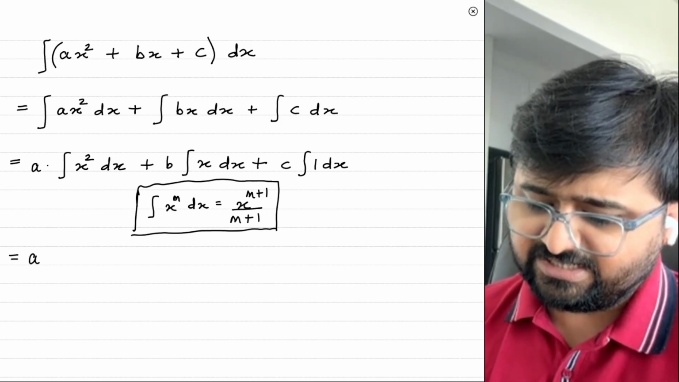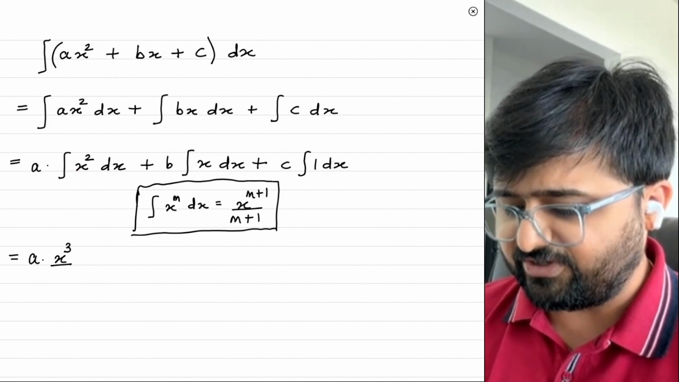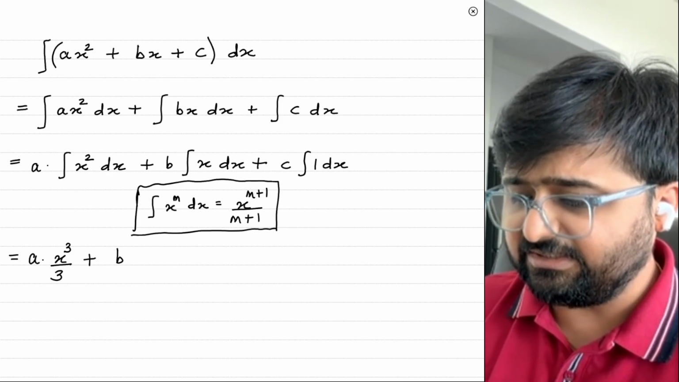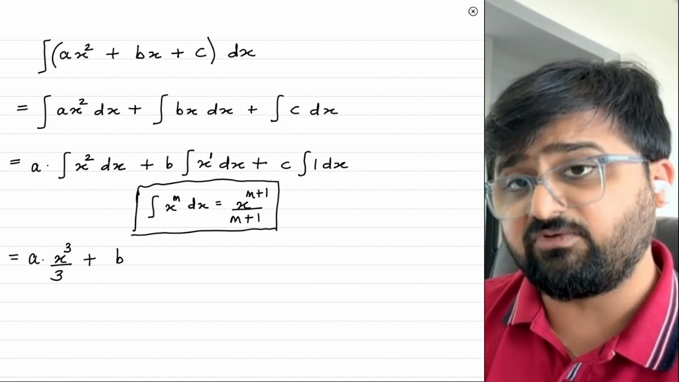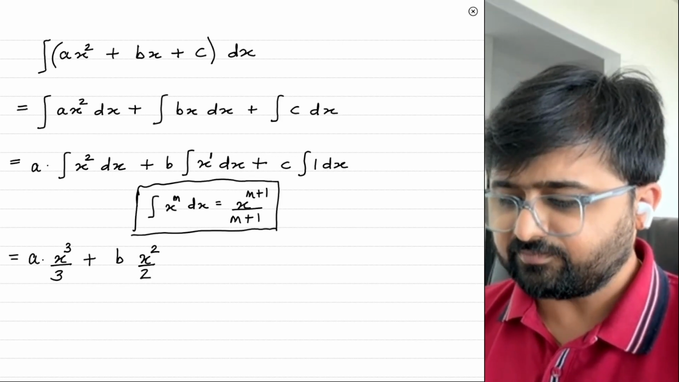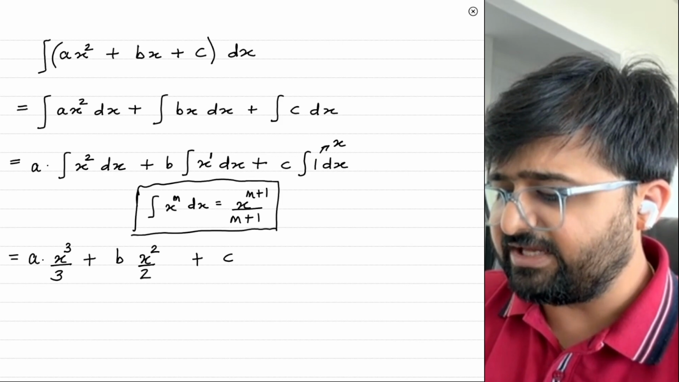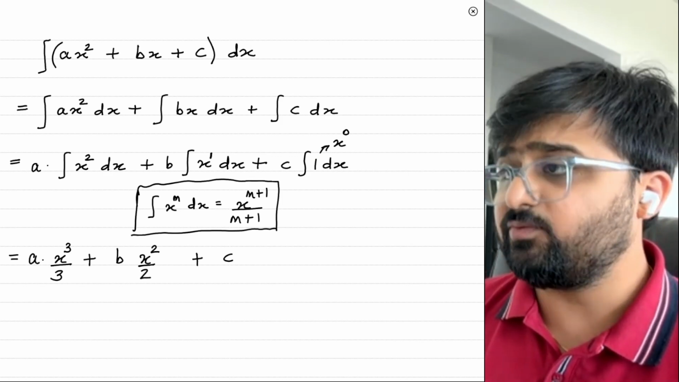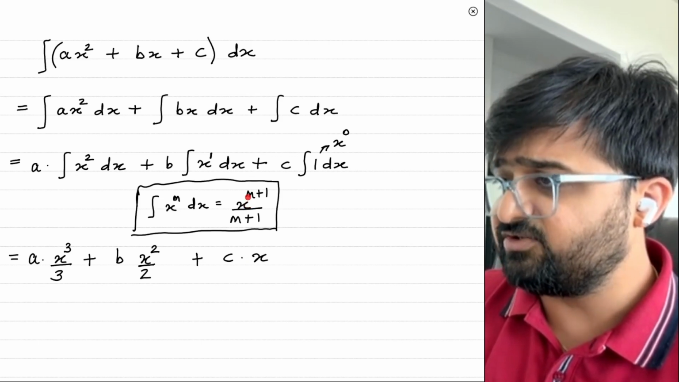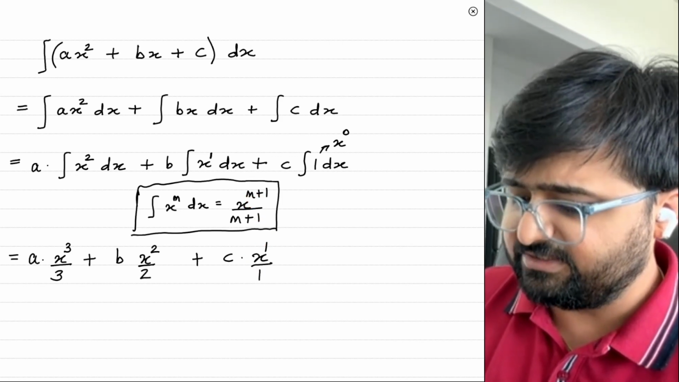So we have a times integral of x square is nothing but x cubed divided by 3 plus we have b integral of x is nothing but x to the power 1. So we have x to the power 2 divided by 2, okay, plus c. And remember that 1 is nothing but x to the power 0. Okay, you can write 1 as x to the power 0. So the integral of x to the power 0 will be, using this formula again, 0 plus 1 is 1, divided by 0 plus 1 is 1.